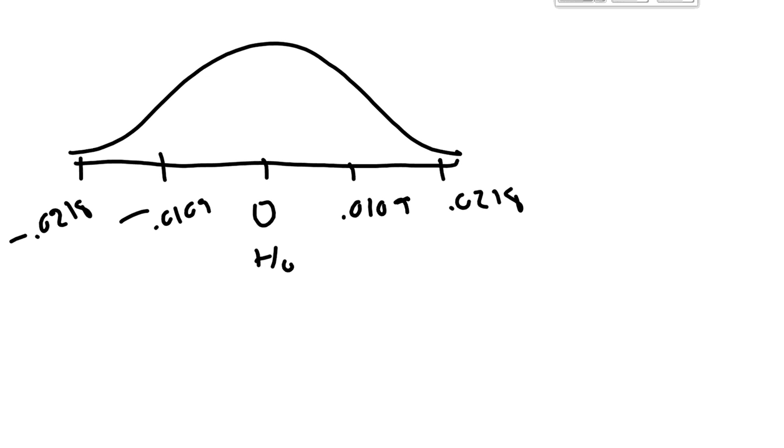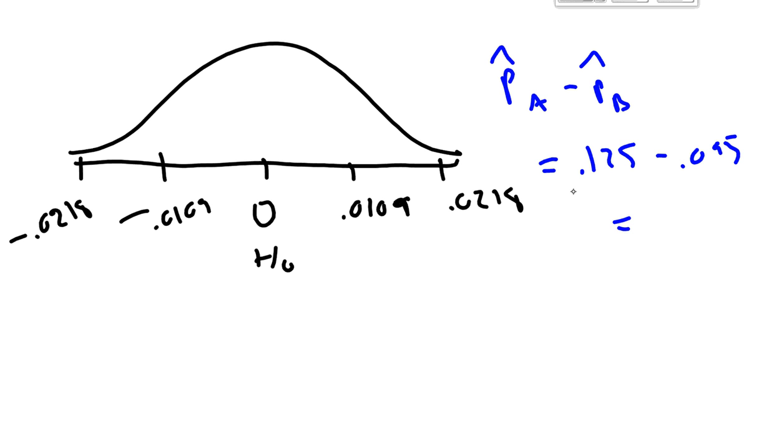The final thing we need to do now is mark off our p hats, our difference in p hats. So p hat sub A minus p hat sub B, in our case, would be 0.125 minus 0.095, which when you subtract those, you get 0.03. Now this looks promising because this is really far away.